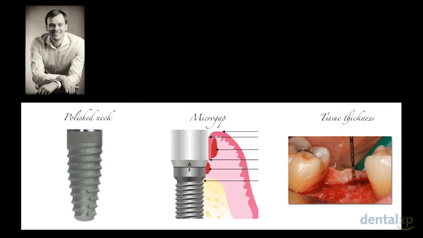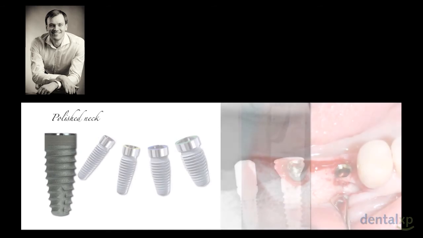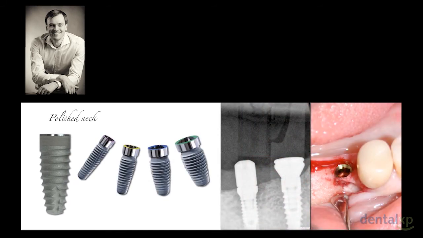Well, in my opinion, there are three most important factors in the situations which I described: polished implant neck, absence or presence of microgap, and soft tissue thickness. Well, what about the polished neck? The polished neck was designed many years ago with the thinking that if you lose bone, a part of the implant will be exposed, but the polished part will be exposed, and you will have less plaque or bacteria accumulation.